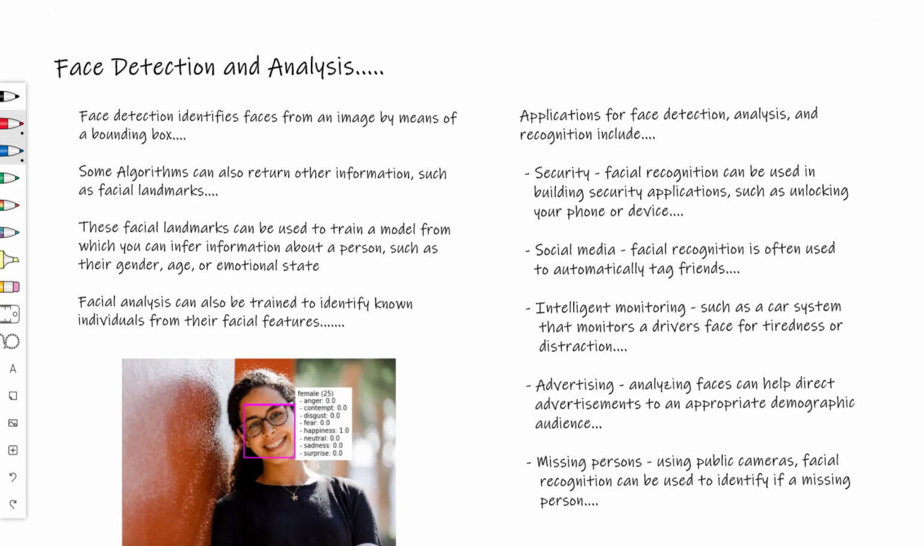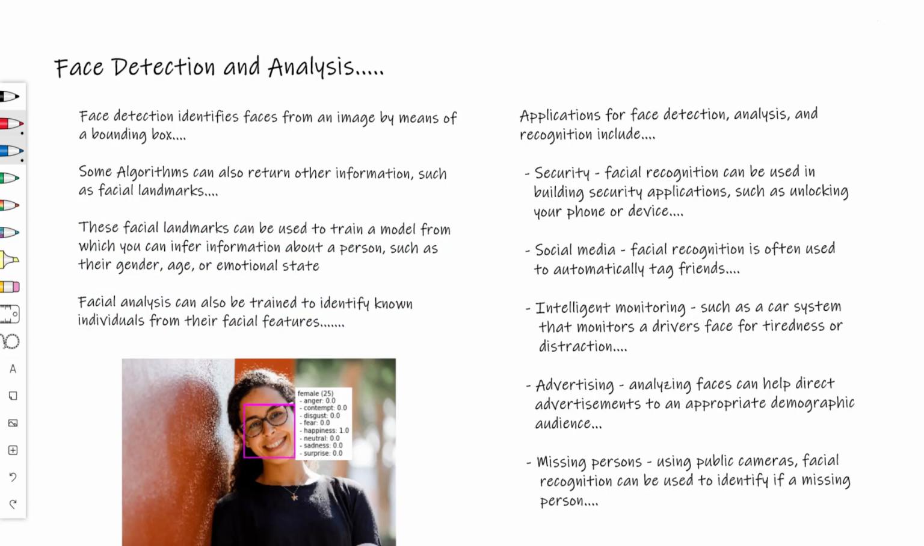So let's now think about face detection. Now this may not be the most flattering comment, but the face is simply an object, albeit a more complex one for the algorithm to distinguish. Now many algorithms will use your facial landmarks to train the model. This would include things like gender, age and emotional state. What's more, facial analysis can also be trained to identify a known individual, such as when you set up your smartphone to unlock it by simply looking.